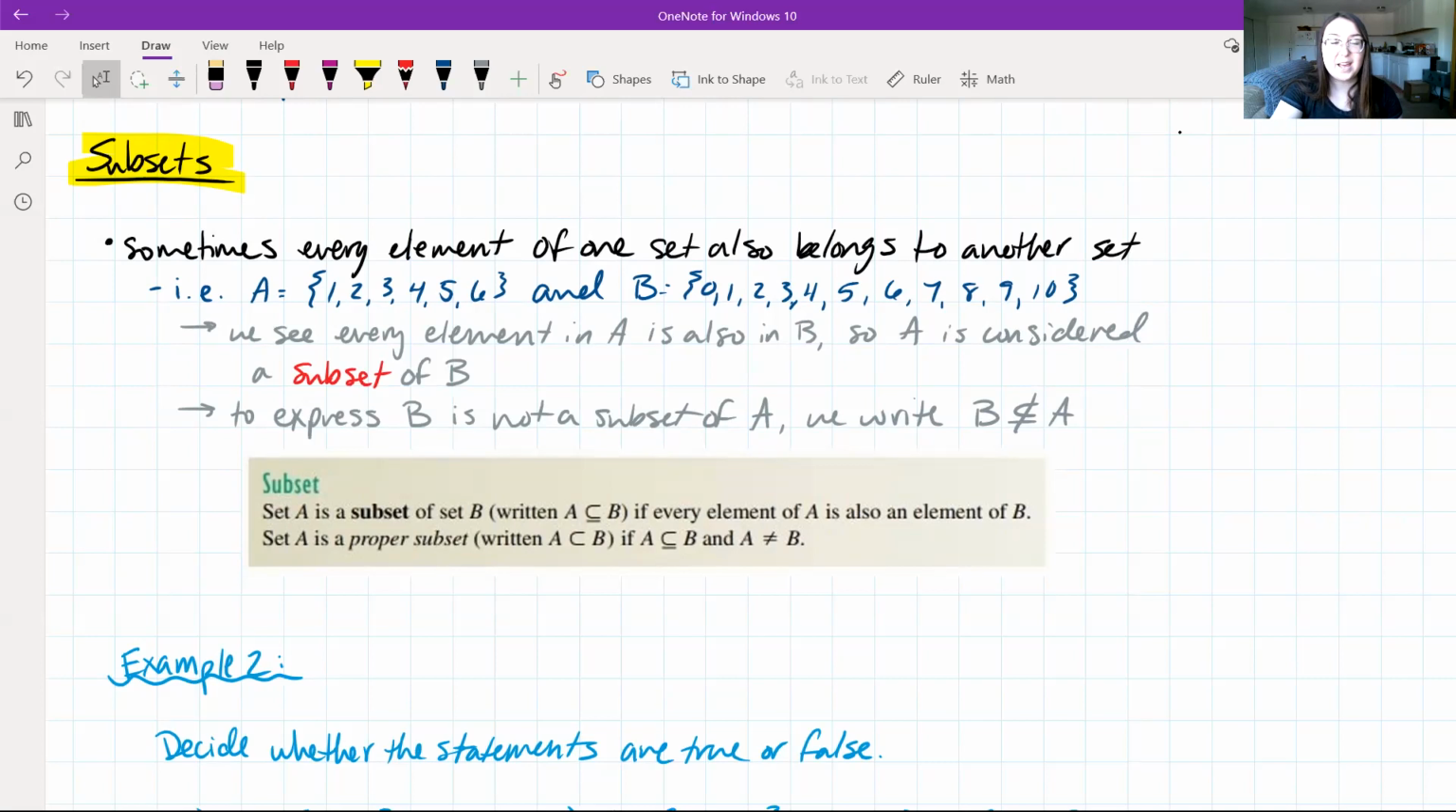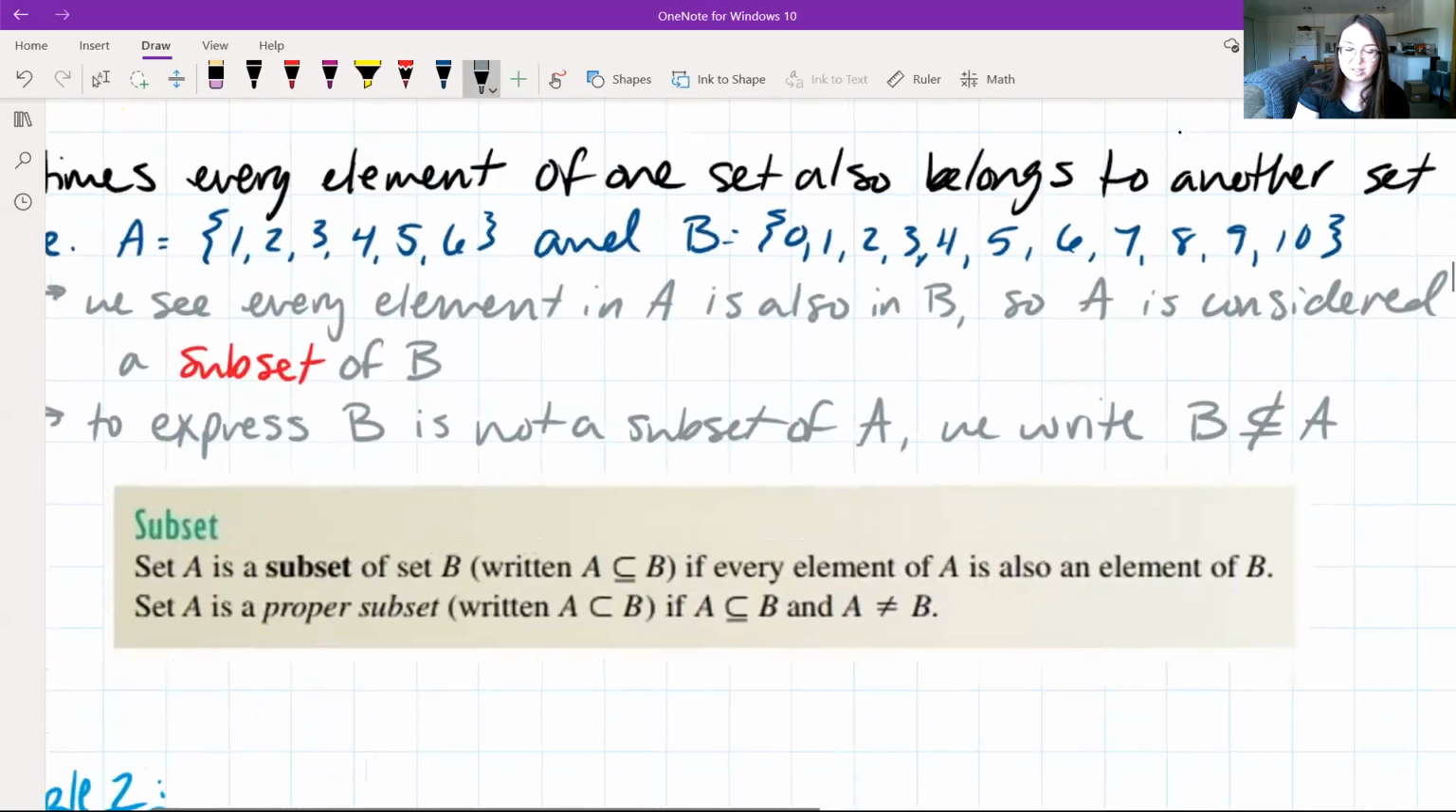Now we see that every element in A is also contained in B, since 1 through 6 is contained in 0 through 10. So we would say that A is considered to be a subset of B. So it is a set within a set. To express that B is not, first we're going to work with if A is a subset of B. I think I forgot to write that in.